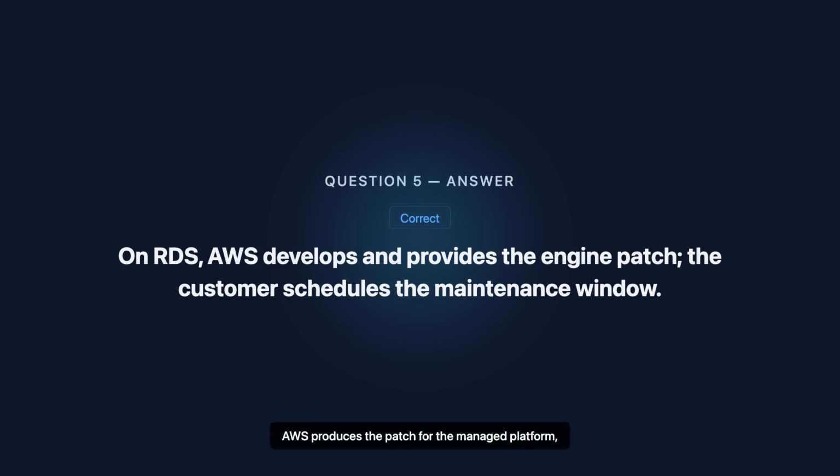Amazon Web Services produces the patch for the managed platform, but applying it is a shared act. You decide when it lands by selecting the maintenance window. That's the precise responsibility line for RDS.